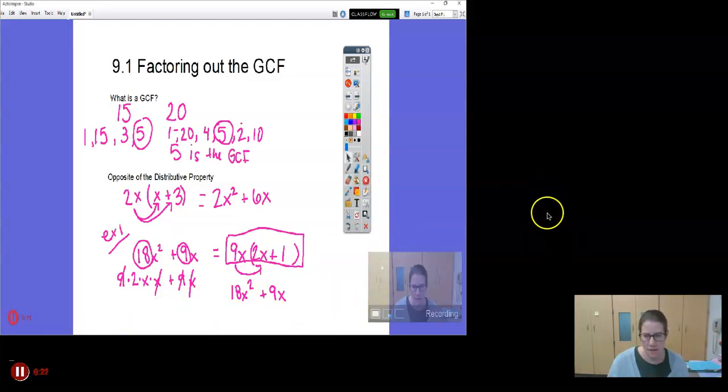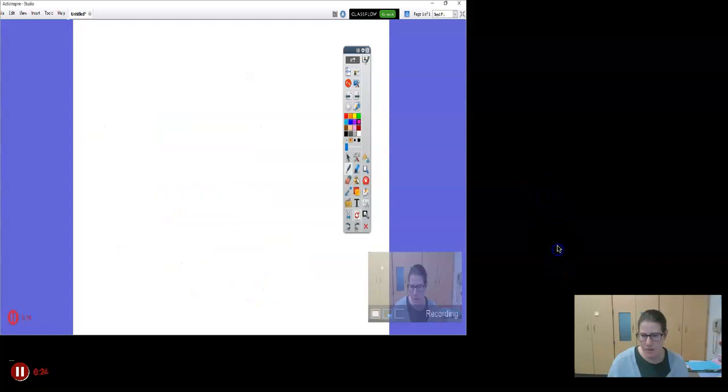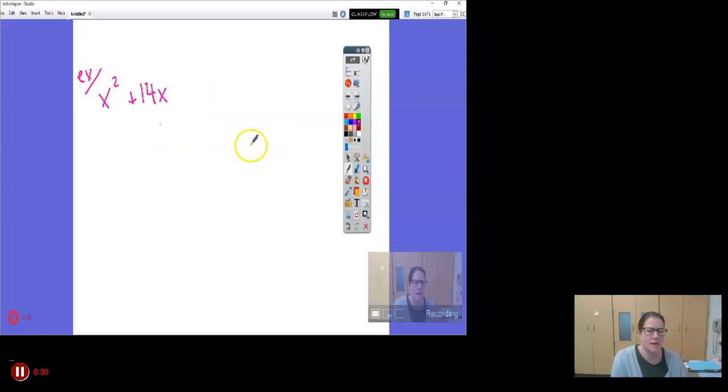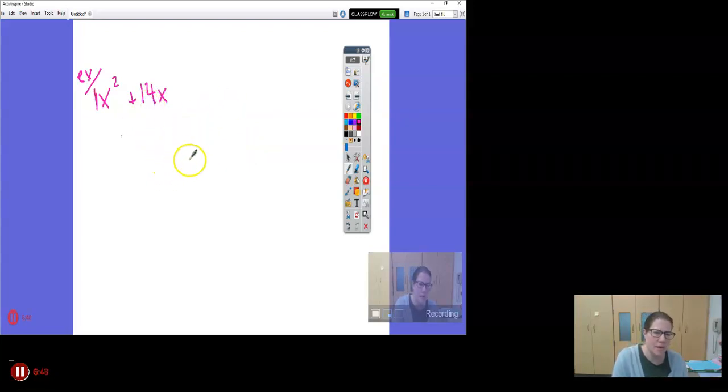All right, so we're going to go ahead and do a couple more examples here. So if I have something like this, let's say I have x squared plus 14x, and I'm looking to pull out the greatest common factor. Remember that x squared, if I don't see a number in front of it, the only number in front of it is a 1, right? So there's really no number that I can pull out here, besides 1, which is just kind of redundant. I don't need to write 1 out here, right?